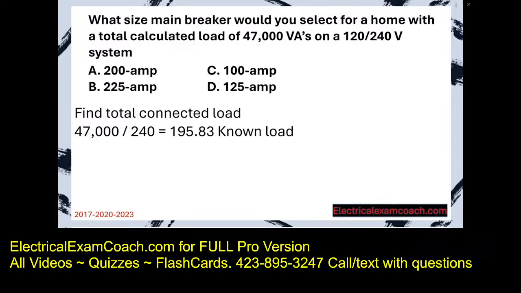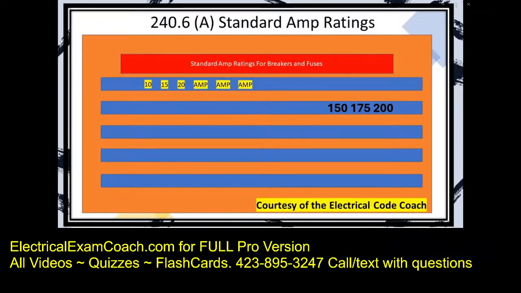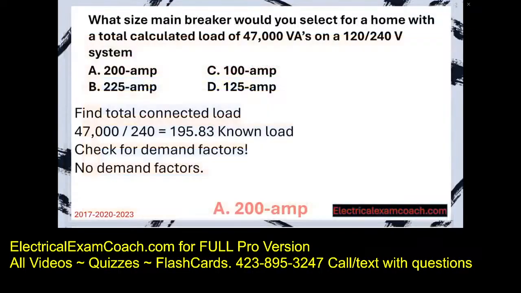Now we check for demand factors. And in this case, there are no demand factors because they were already performed to get us that 47,000 value. Now we head to table 240.6a and choose our next standard size. And in this case, it ends up being a 200 amp breaker. Great job.